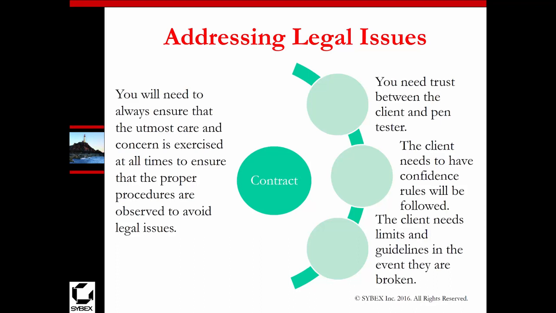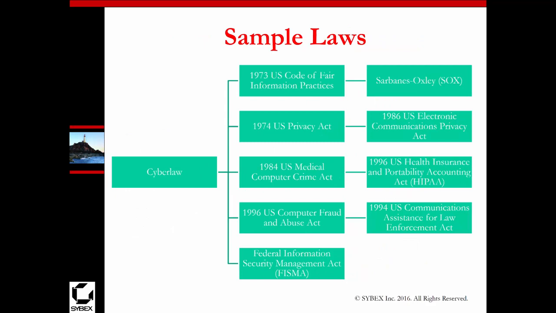Like, what do you mean by full access? What can I target? What can I not target? What can I and can I not do? That way you have some scope. Sample laws have been SOX, HIPAA, PCI DSS, the Communication Assistance for Law Enforcement Act, FISMA, the Computer Fraud Act of 96, the Privacy Act of 74. There are still way more laws, but those are just some common ones.